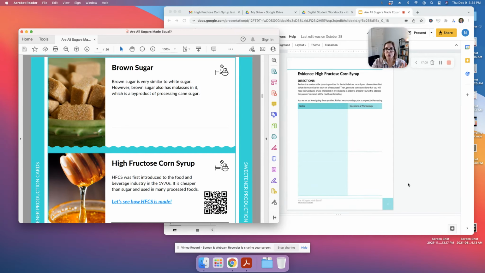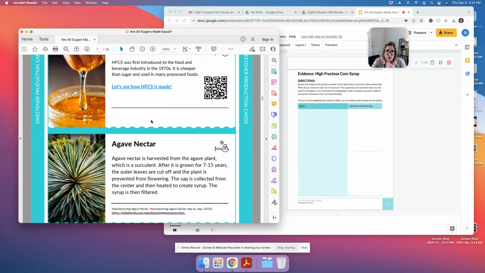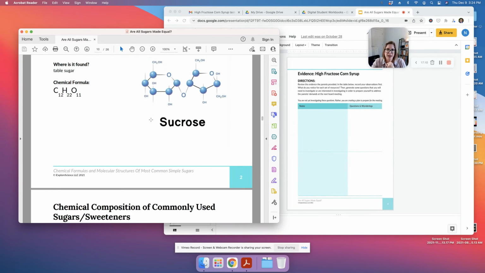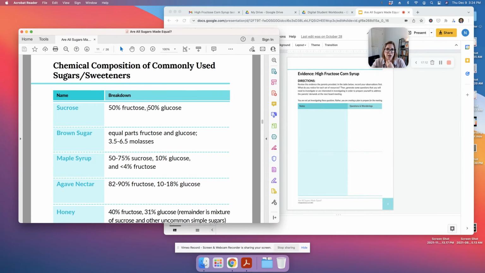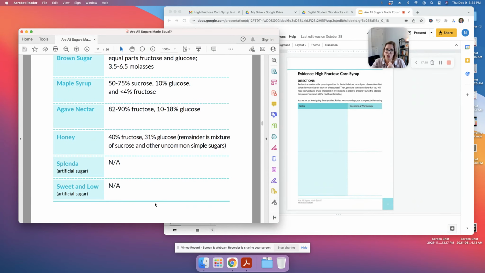So eliminate what you can, just cut those things out. Along those lines, there's this chart. Again, if you're not getting into the sweeteners, you don't need that part.